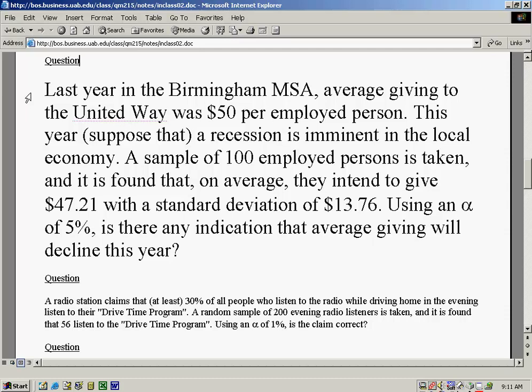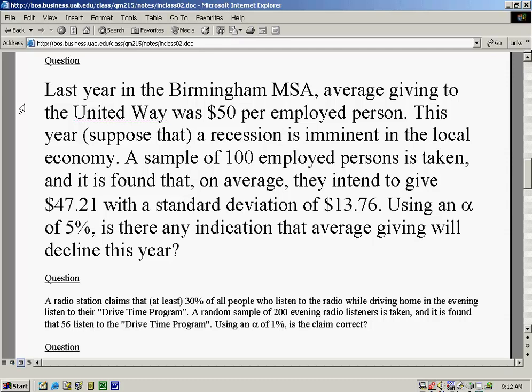Last year in the Birmingham MSA, average giving to the United Way was $50 per employed person. This year, suppose that a recession is imminent in the local economy. A sample of 100 employed persons is taken, and it is found that on average they intend to give $47.21 with a standard deviation of $13.76. Using an alpha of 5%, is there any indication that average giving will decline this year?